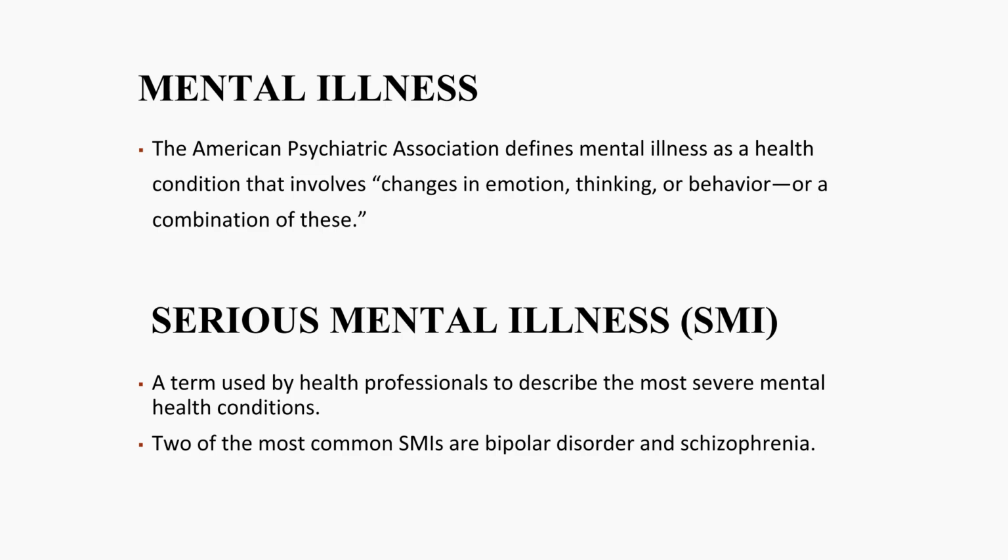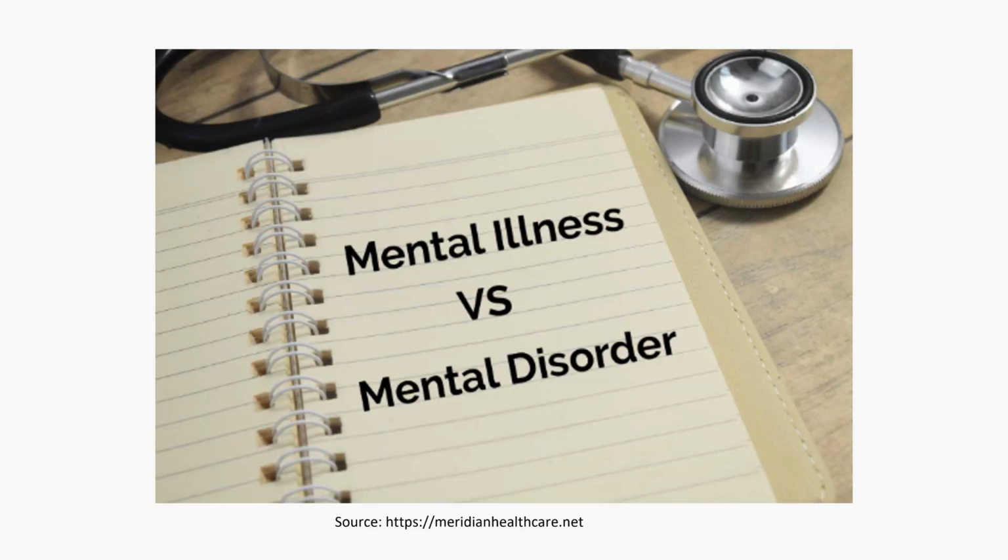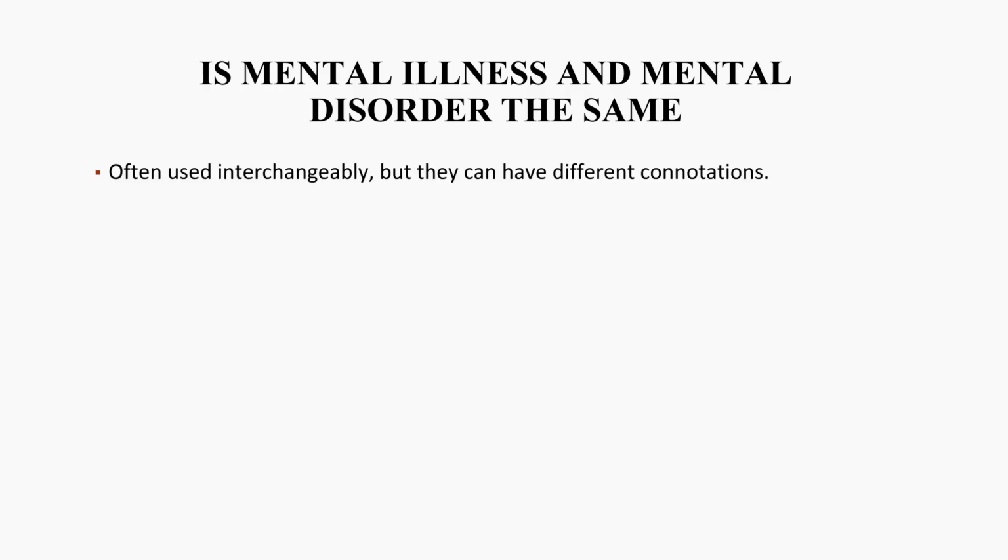Now we will move on to the next topic, that is mental disorder. So, are mental illness and mental disorder the same? Mental illness and mental disorder are often used interchangeably, but they can have slightly different connotations. Mental illness is the term commonly used to describe a wide range of mental health conditions that affect a person's mood, thinking and behavior. Examples include depression, anxiety disorders, schizophrenia, bipolar disorder, etc.